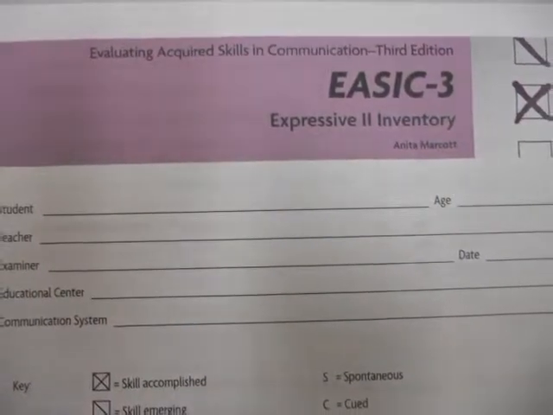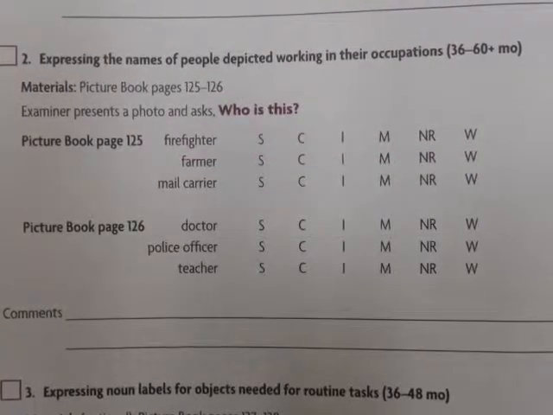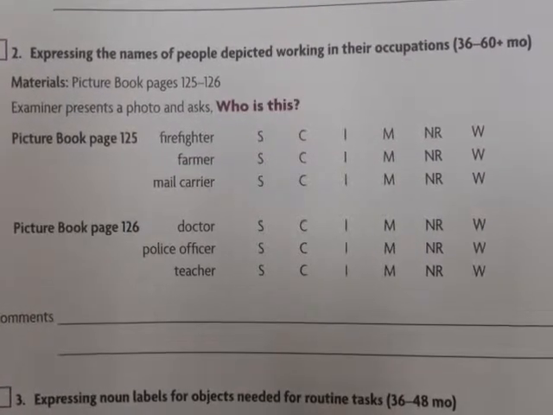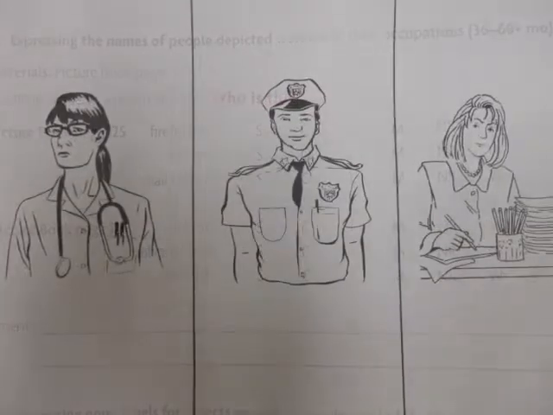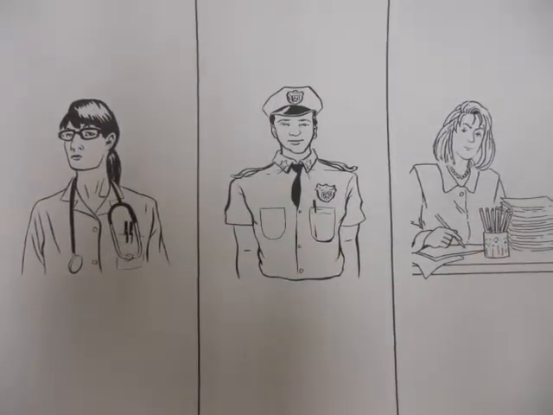Expressive 2 inventory. The expressive 2 inventory assesses more complex expression of semantic, morphologic, syntactic, and pragmatic functions. Most of these inventory items assess skills that normally develop between 24 and 60 months of age.